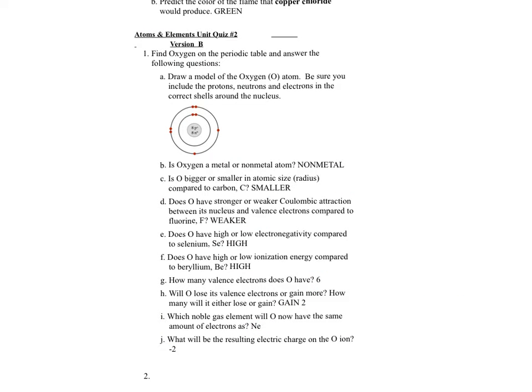All right, now let's take a look at version B. So if you had version B, you started with drawing a model of oxygen. Oxygen is in that second shell, just like nitrogen. So he's got, second row, just like nitrogen. And so he's got 2 electron shells, just like nitrogen does. And he's in row 6A, so that means he has 6 valence electrons.